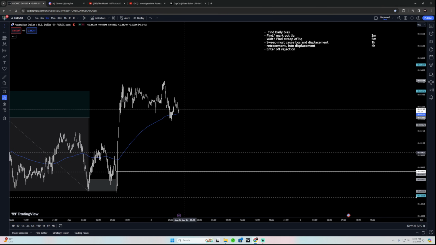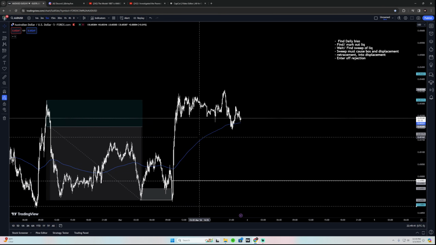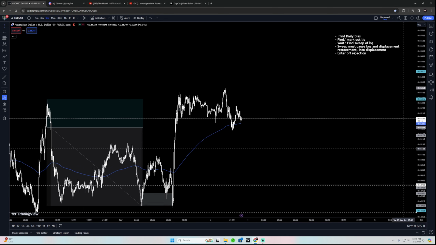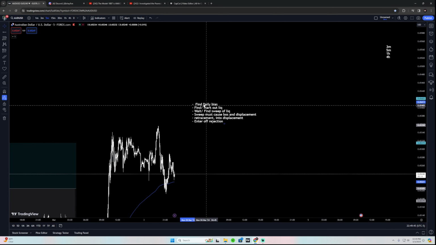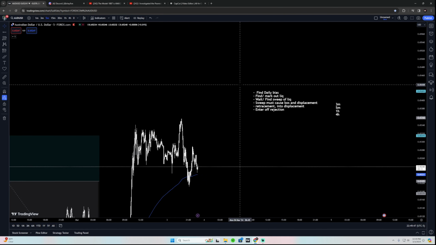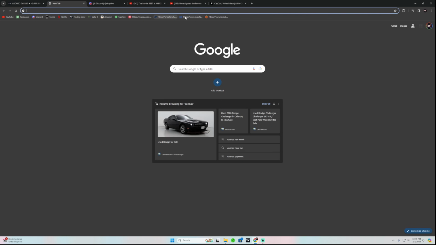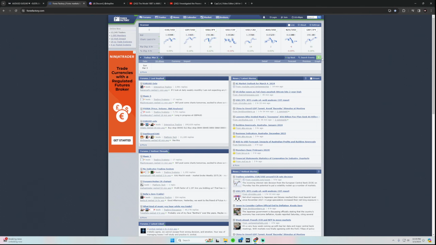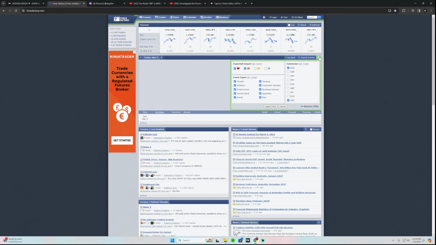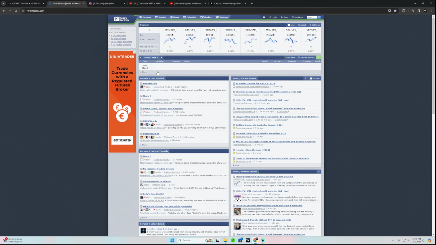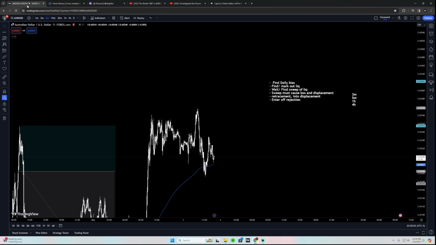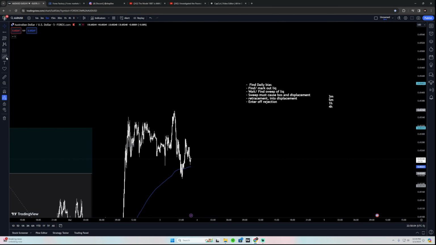Let's look at the strategy. First part of the strategy is find daily bias. First thing I do, I go on Forex Factory, hit this green button. I don't do this every day. You select your pair. I recommend AUD USD. Look for news. There's nothing, so you can mark off part of your daily bias. You can be like, okay, no news.